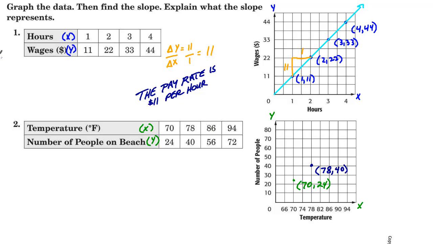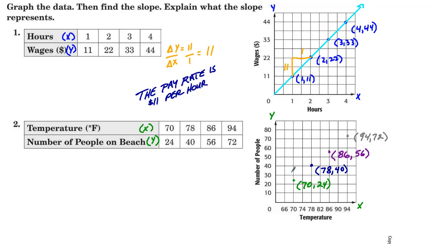Then the temperature rose to 86 degrees. And the number of people jumped to 56, just a little more than halfway between 50 and 60. So 86 degrees, 56 people. And finally, when the temps got up there to 94 degrees, there are lots of people at the beach, 72 of them right there, just above 70 on the way between 70 and 80. So 94 degrees, 72 people.